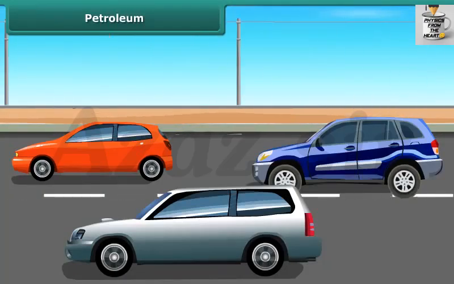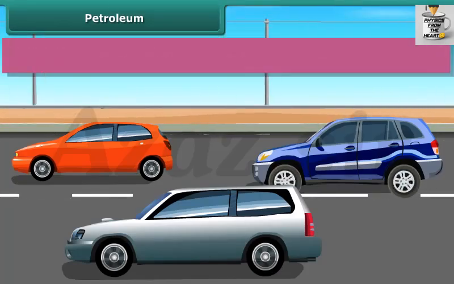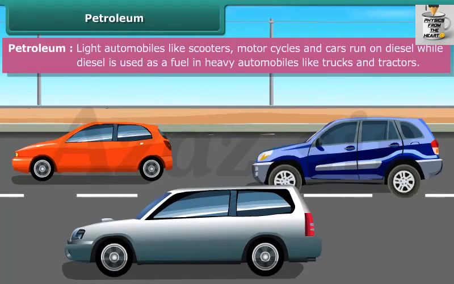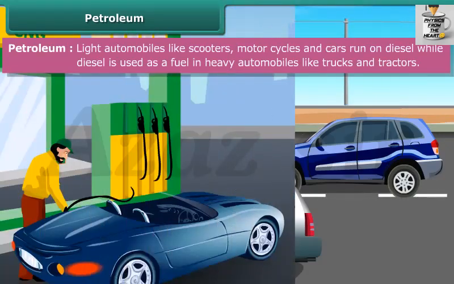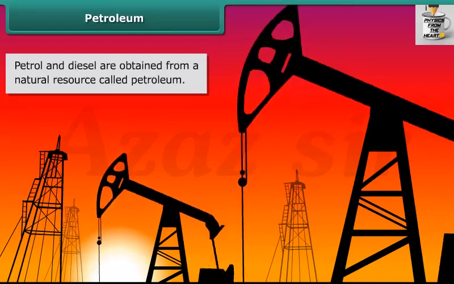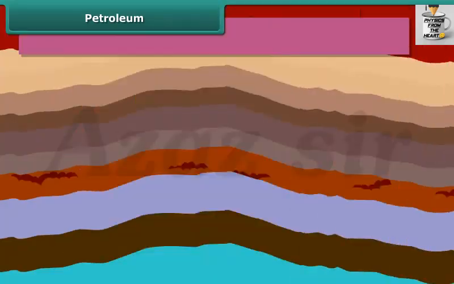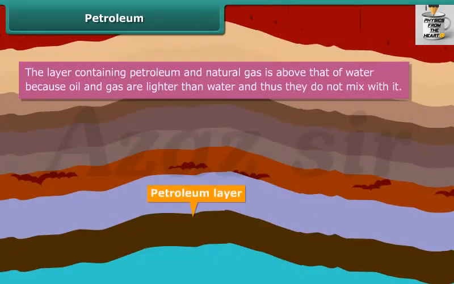Friends, I know you all are fond of luxury cars and vehicles, but do you know on which fuel they run on roads? Actually, most of these run on either petrol, diesel, or compressed natural gas, also known as CNG. Petrol and diesel are obtained from a natural resource called petroleum. Do you see that petroleum and natural gas deposits exist as a layer above the water layer.